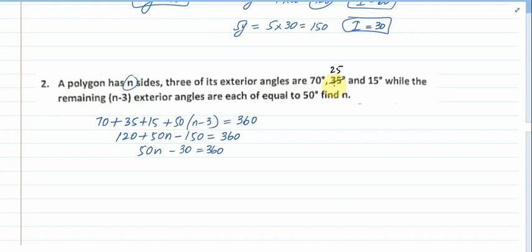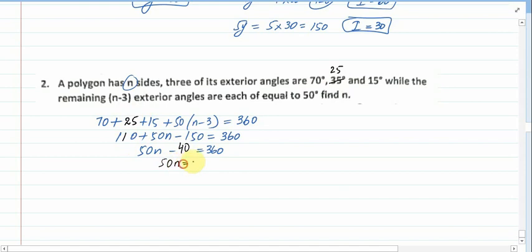Basically the angle 35 is actually 25, right? So instead of 35 I will write 25, and now it will be 110. 110 minus 150 will be minus 40, and minus 40 when shifted to the right side, it will be 50n is equal to 400. You can easily find the value of n. It will be very simple. 400 divided by 50, and that is 8. So that's how you find the number of sides when this type of data is given.